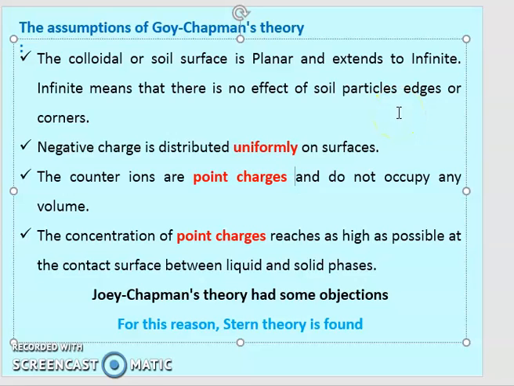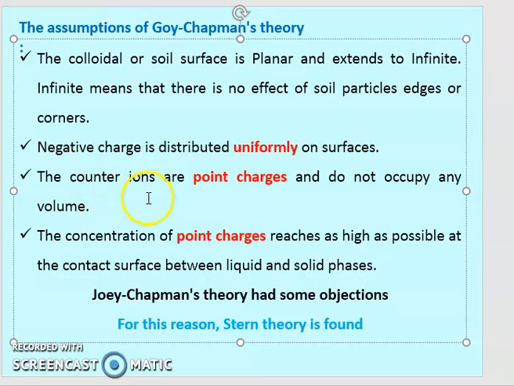The second assumption is the negative charge is distributed uniformly on the surface. Also, this is not correct, the negative charge is not distributed uniformly on the surface of the particle, because the particle is not like a ball, it has no certain shape. Maybe platey, maybe like a ball, as you studied in biology, there are different structures, different shapes of the soil particle.